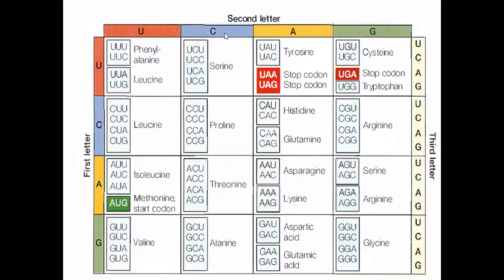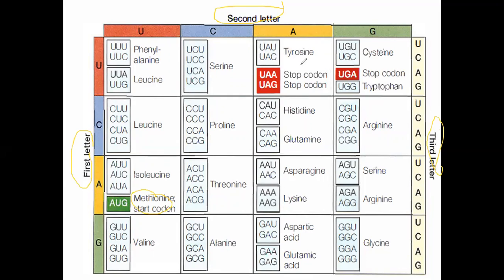Okay, so moving to the table now. If you look at this table, you can see we have the first letter here, the second letter at the top, and the third letter here, right? So let's look at methionine. Methionine is right here, and as I mentioned before, it is the start codon. The codon for methionine is AUG. So the first letter is A, so you'll find it here.